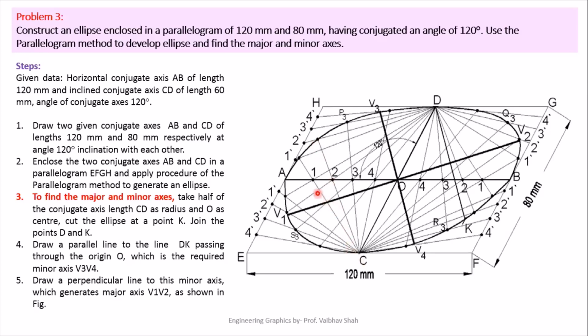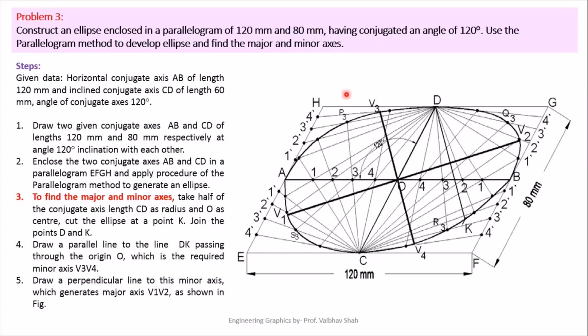Starting from your C, passing from your 1, connecting your 1 dash line. So you have to repeat the procedure for all the 3 remaining parallelograms, and you can have the ellipse like previously we have drawn. But now in this case, we are more interested in finding out the major axis and minor axis. So let us see the procedure how to find out the major axis and minor axis of an ellipse.